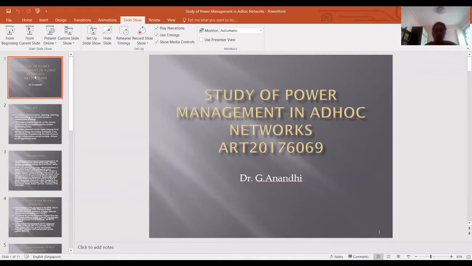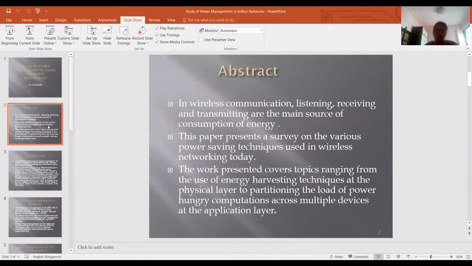I am Dr. Anandhi. I was working in Mumbai as a professor earlier, and now that I have shifted to Singapore, I have written a paper on study of power management in ad hoc networks in International Journal of Science and Research in the year 2017. And I have also given the name of this paper here. So now I'm going to explain the abstract of this paper.